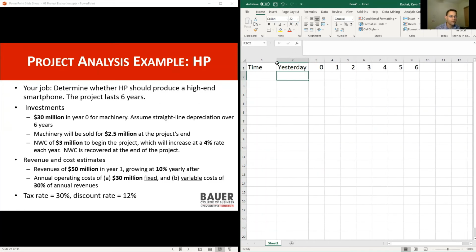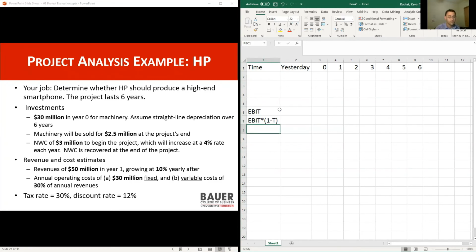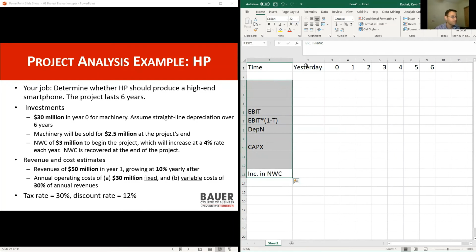Then we're going to walk through our free cash flow ingredients. So we'll need to have somewhere around here EBIT, and then following that, we'll have EBIT times 1 minus T. We'll need depreciation, obviously. We'll need CAPX. And we'll need increases in net working capital. And I'm giving some extra rows in between just so we can show intermediate steps.